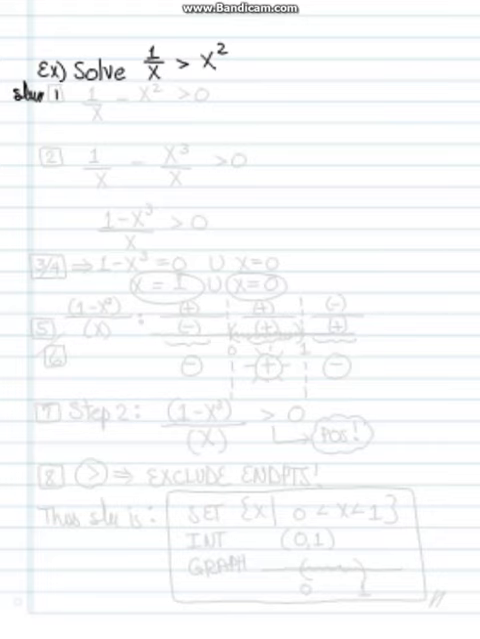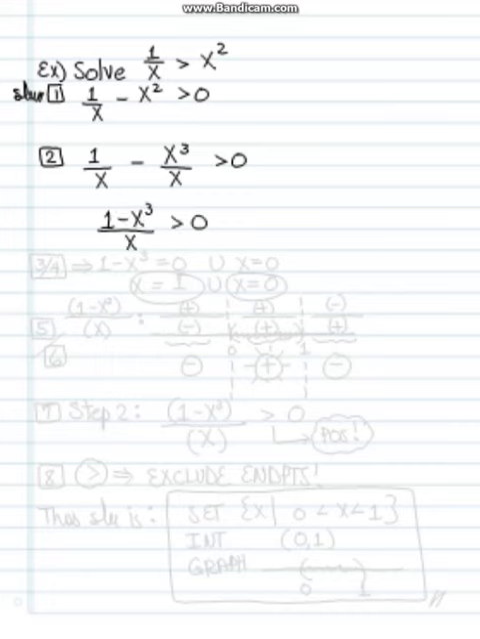Okay, here we have an inequality that has fractions in it. So step 1, we're going to move everything over to the left side. So subtract x squared from both sides. Step 2, we're going to get a common denominator and then subtract these two fractions together to get a single fraction. Okay, now we should factor before we leave this step, but let's go ahead to step 3 and 4.